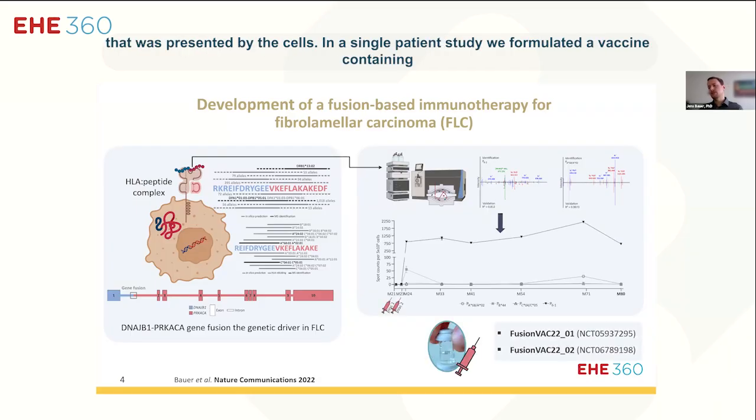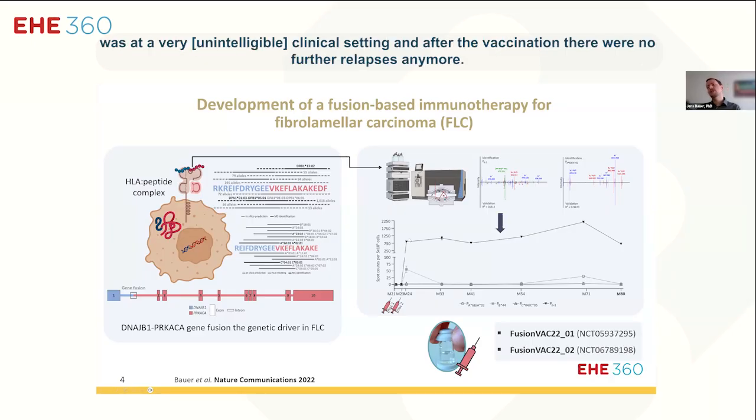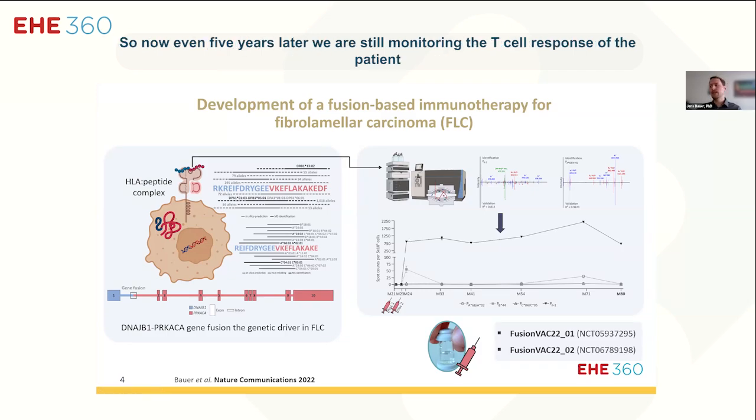In a single patient study, we formulated a vaccine containing 4 different peptides, all covering the same fusion region of the patient. And after 2 vaccinations, we could see a very strong induction of T-cell responses in this patient. The patient was in a very dire clinical setting, and after the vaccination, there were no further relapses anymore. So now, even 5 years later, we are still monitoring the T-cell response of the patient, and she's still in complete recovery. So we could show that this approach really works here.